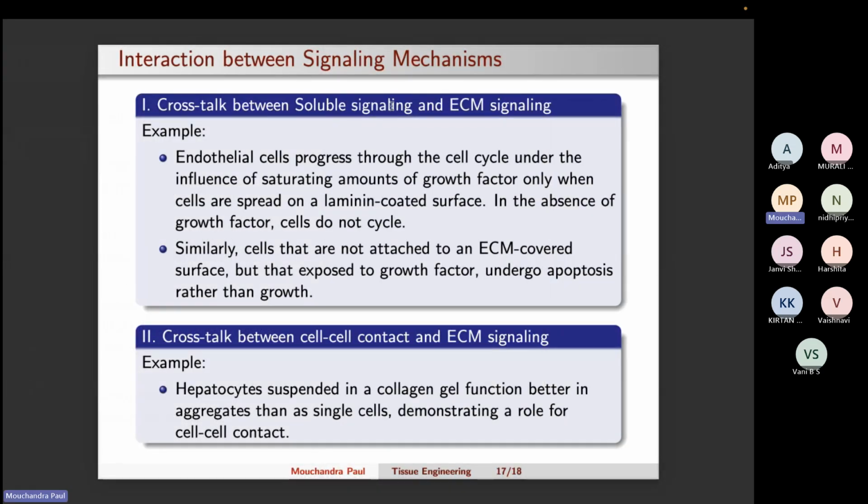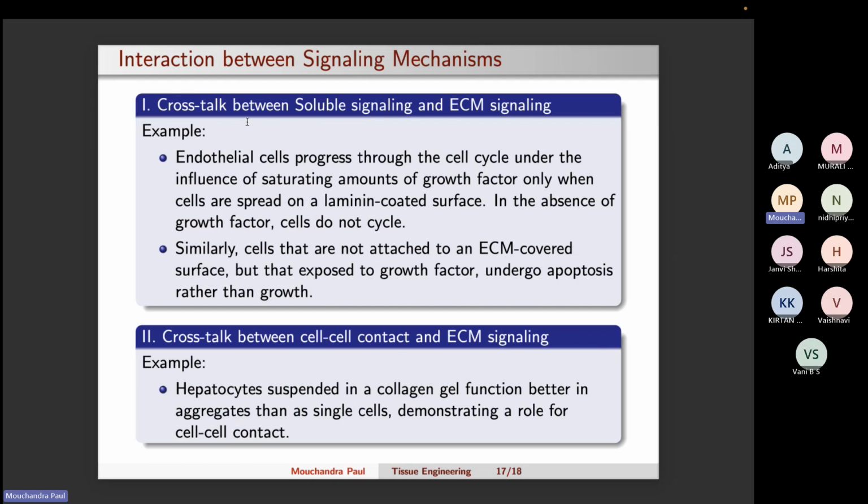Between the signaling pathways that we have seen, direct cell-cell, soluble signals and ECM signals, there can be crosstalk between the different signaling modes. They can affect the functioning of one another. So we will see a few examples of how this crosstalk is affecting cellular functions in a few cell types.